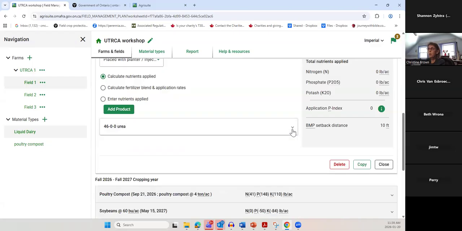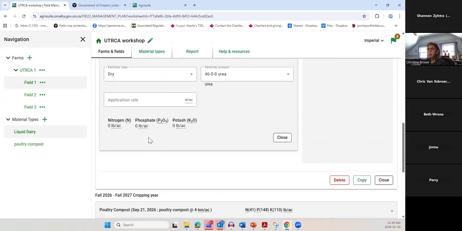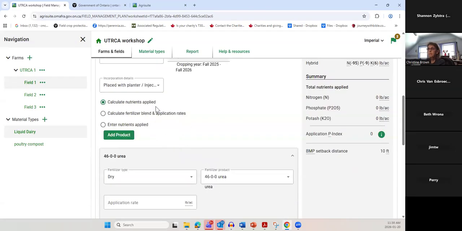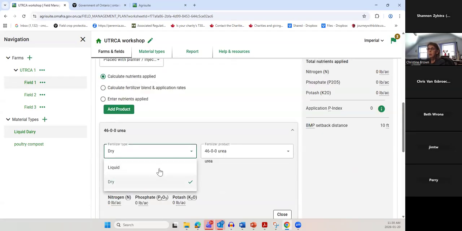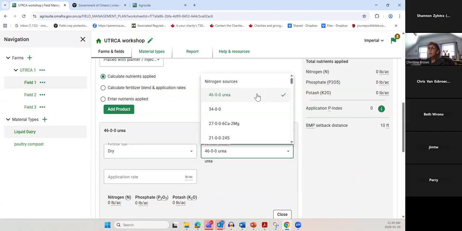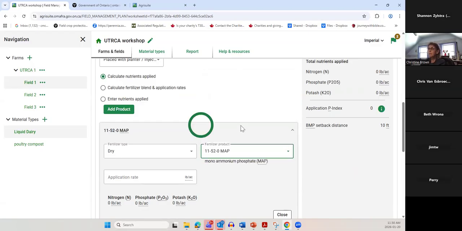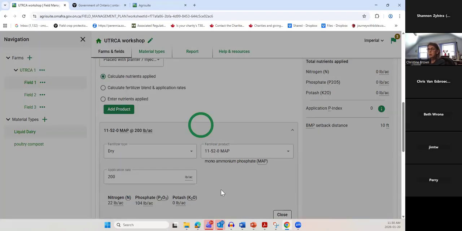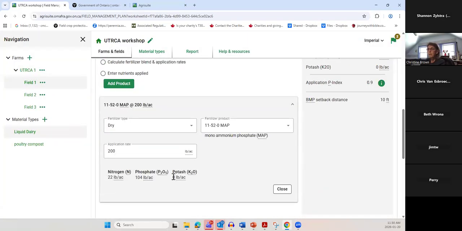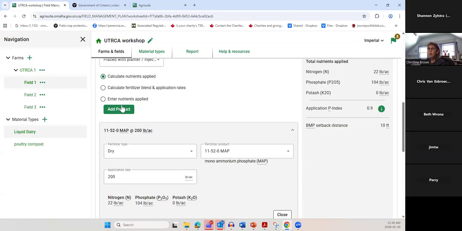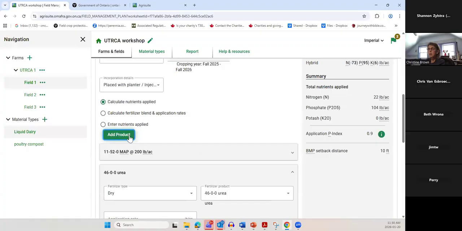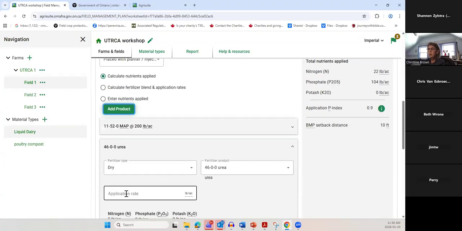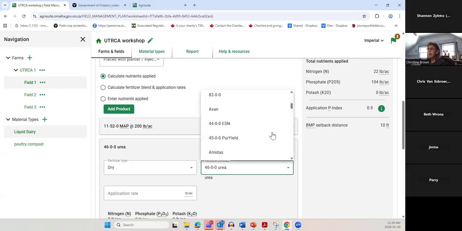So I can say I'm going to apply, oops, I didn't want to do that. Dry. So I've got a whole bunch of basically every type of fertilizer that you can imagine. I can go with MAP at 200 pounds. And so that's what it's giving me. And then I'm going to add a little bit of potash.